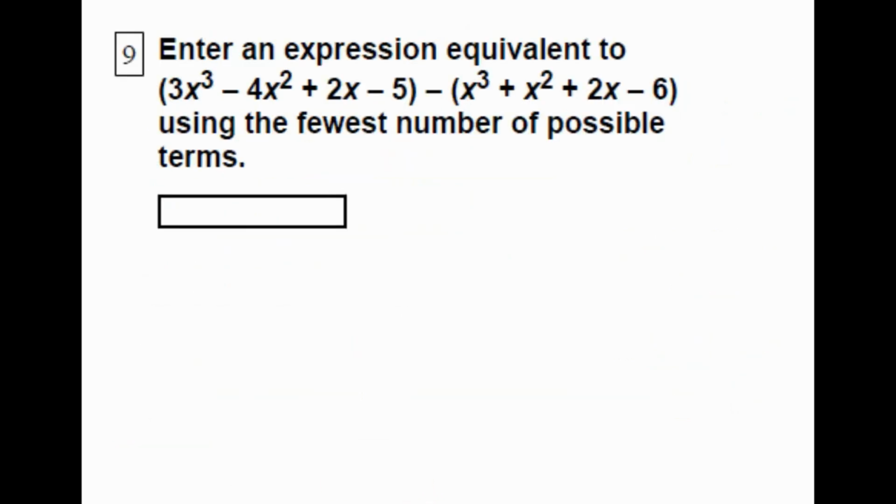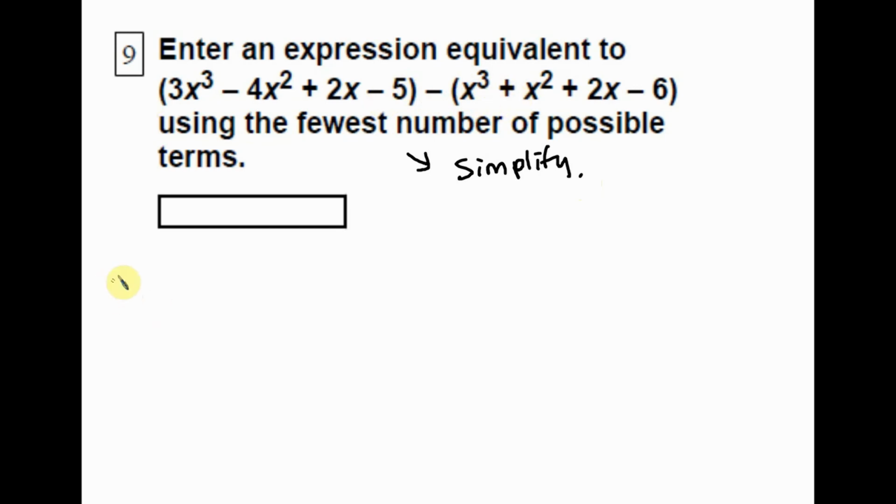Number 9, enter an expression equivalent to the following polynomial using the fewest number of possible terms. In other words, I'm asking you, please simplify. Just like what we did in the previous problem, we will do one step at a time. The only thing is, since this one is subtraction, I want you to be careful when you're subtracting a long term.